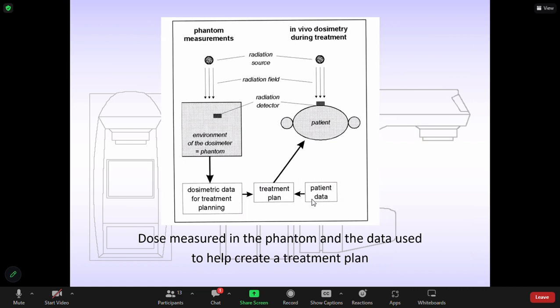Now, when we measure dose, whether for commissioning, whether for patient, or for phantom measurement, obviously we have to know what we are measuring and where to put our ion chamber.